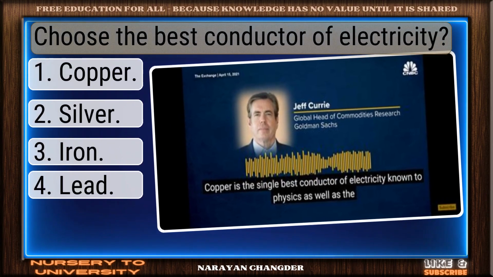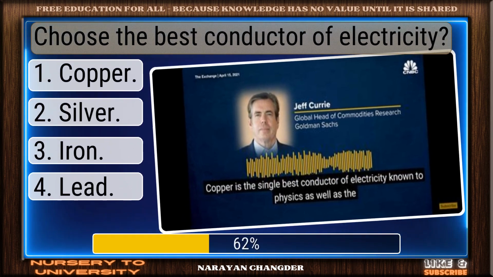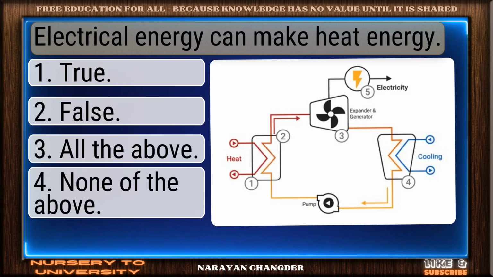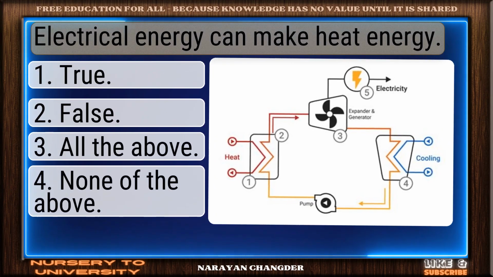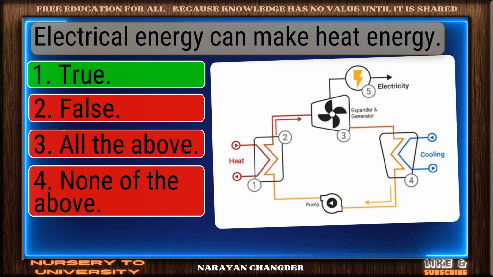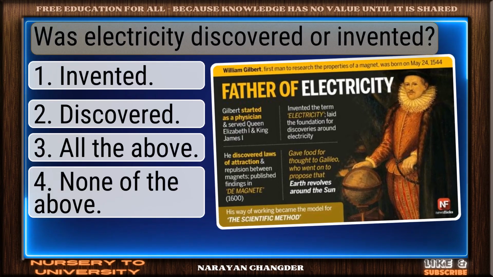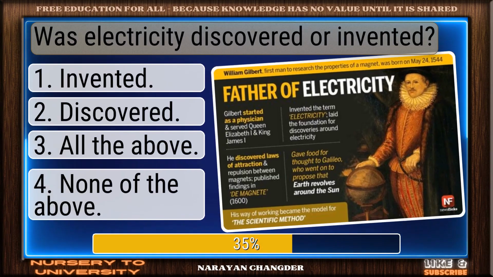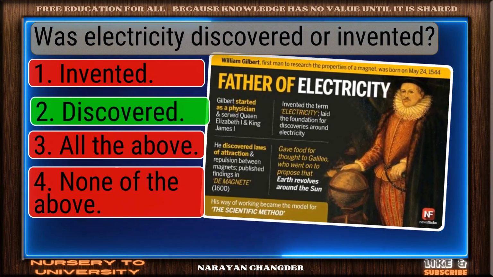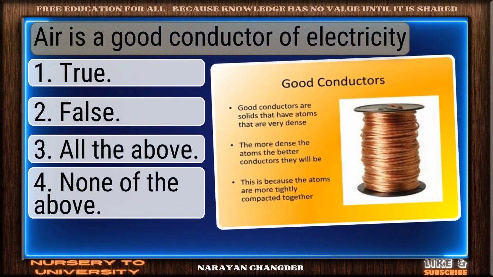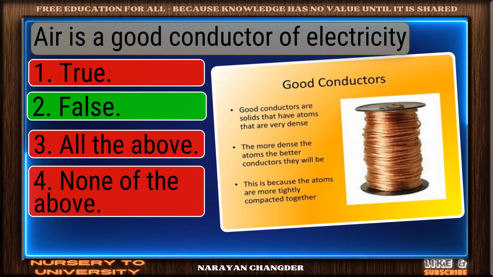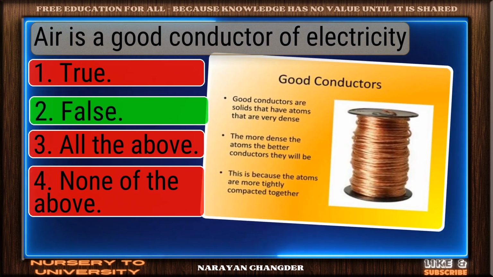Choose the best conductor of electricity. Right again. Silver is a valid answer. Electrical energy can make heat energy. Well reasoned. True is the correct choice. Was electricity discovered or invented? Good job. Your answer, discovered, works well here. Air is a good conductor of electricity. Perfect. False is the correct choice.